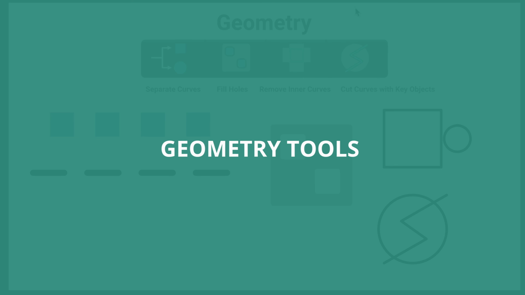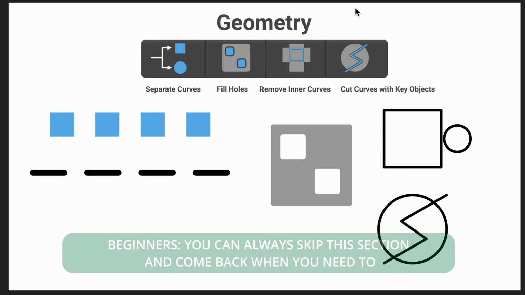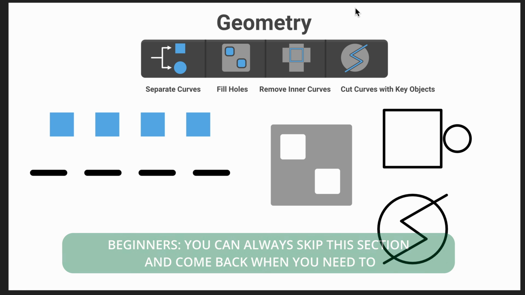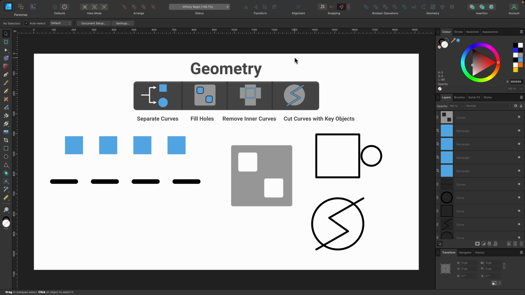In this section, we'll be covering the geometry tools. Now, it's a little bit advanced for a beginner, but I wanted to place it here as it's similar to the Boolean operations, where you're using a shape to cut into another shape or separating different curves. So skip ahead now if it's not for you and come back when you're ready.